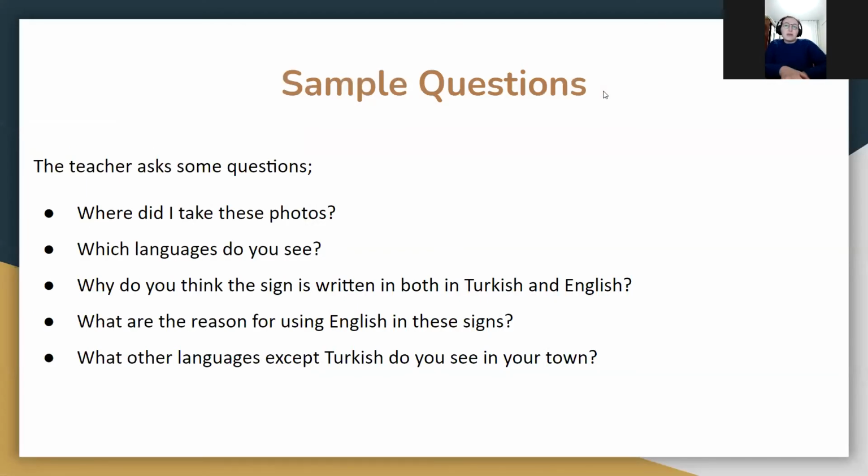And here are some sample questions that you can use in this lesson. Where did I take these photos? Which languages do you see? What do you think, why is the sign written in both Turkish and English? What are the reasons for using English in these signs? What other languages do you see in your town?